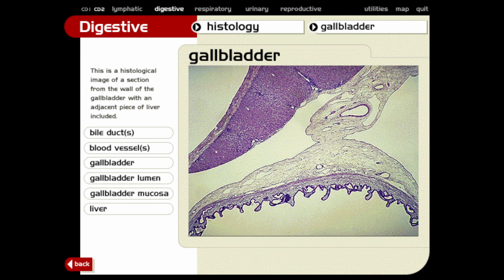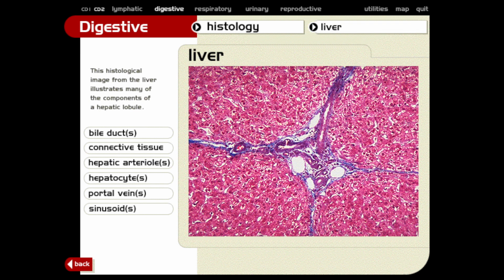This is a histological image of a section from the wall of the gallbladder with an adjacent piece of liver included. This histological image from the liver illustrates many of the components of a hepatic lobule.